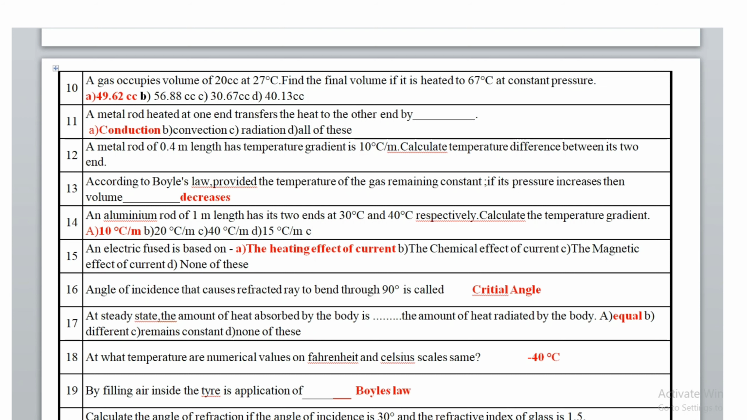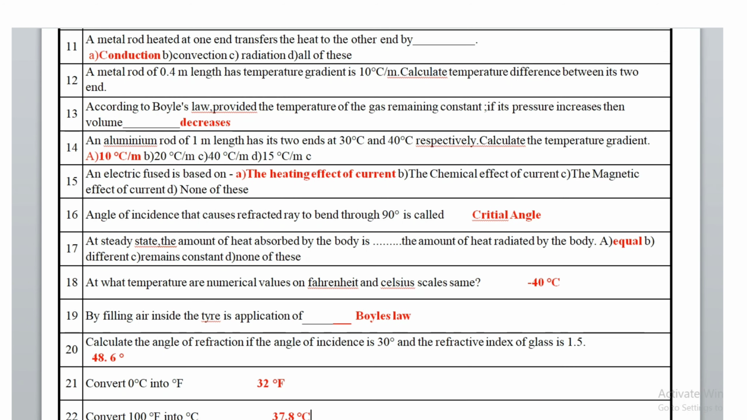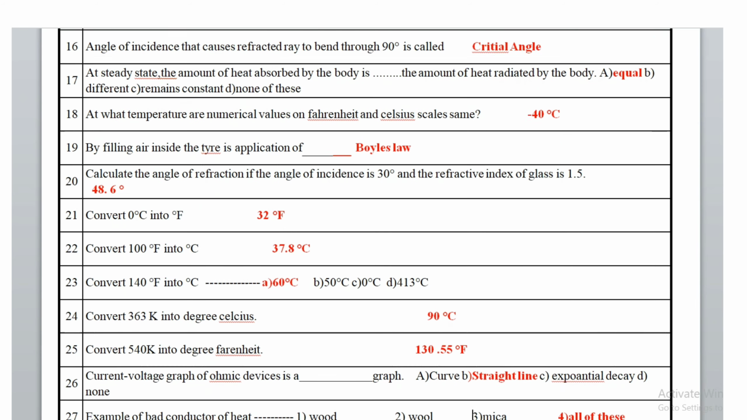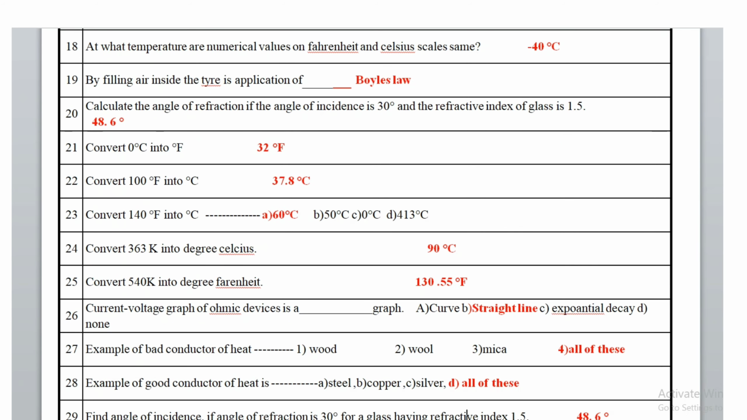The angle of incidence that causes the refracted ray to bend through 90 degrees is called the critical angle. At steady state, the amount of heat absorbed by the body is equal to the amount of heat radiated by the body. At what temperature are the numerical values of Fahrenheit and Celsius the same? At -40, the numerical values of Fahrenheit and Celsius are the same. Filling air inside a tire is an application of Boyle's law.